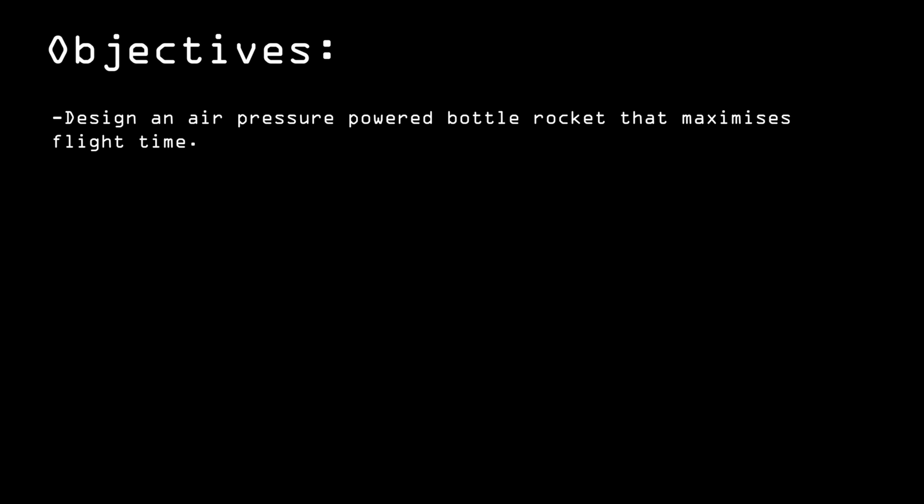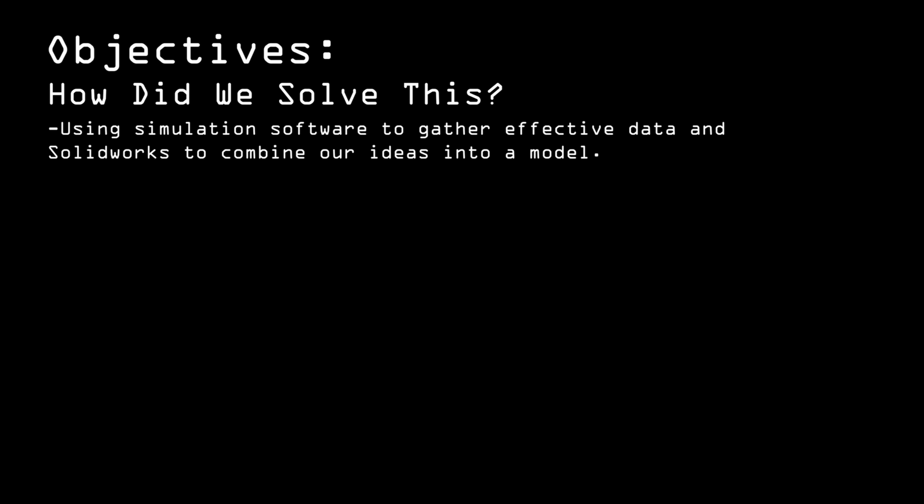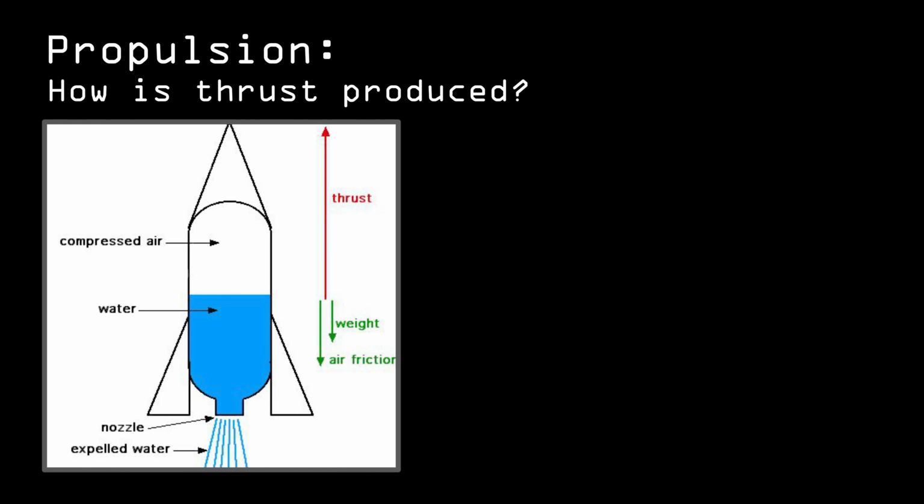Our design objective is to produce an air pressure powered bottle rocket that maximizes flight time while keeping a payload undamaged. We solve this using simulation software to gather effective data and SolidWorks to combine our ideas into a model. The rocket uses elastic potential energy stored in the air to generate thrust.